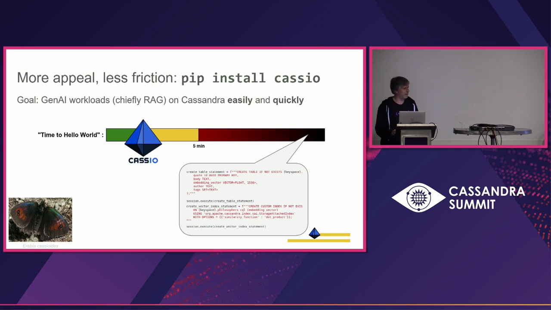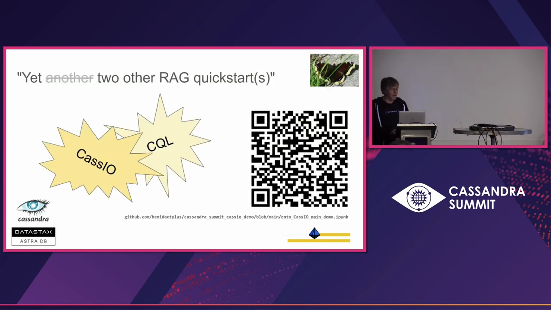And this is where CassIO enters the picture. We want to make using Cassandra easy and quick for folks who don't have time to learn the ways of CQL, but still want to exploit the various awesome technologies that are behind Cassandra and its vector search support. So let me show you a quick start. I'm sure you have seen plenty of RAG quick starts, and this is no exception. Actually, this is 2 quick starts in one.